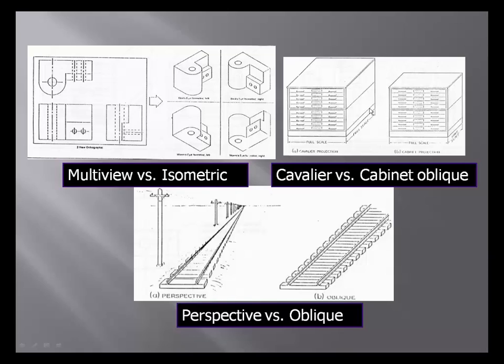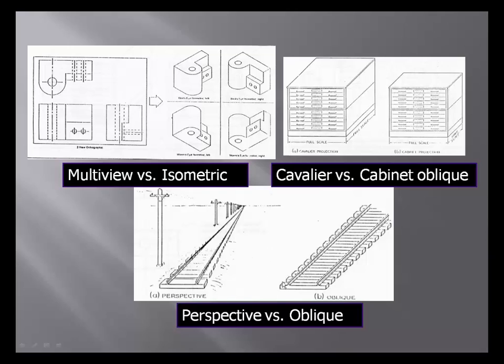Over here we have cavalier versus cabinet oblique. Now, these are pictorials, so they give you more of a 3D view of it, but a cavalier gives you full-scale depth, where a cabinet gives you half-scale depth. I always like to remember the cabinet because it's like a wall shelf, and they aren't as deep as, I don't know, that's how I remember it.